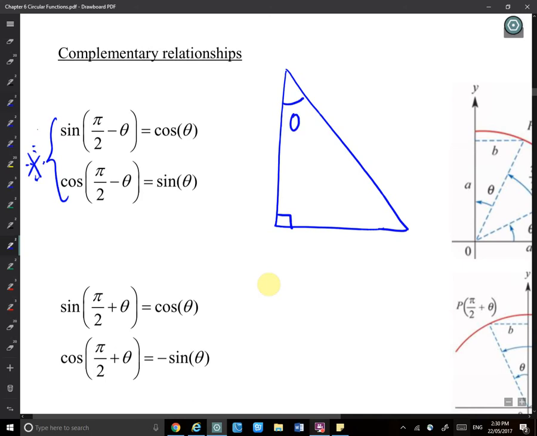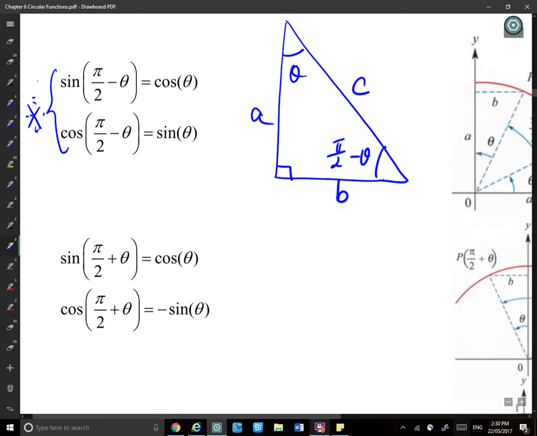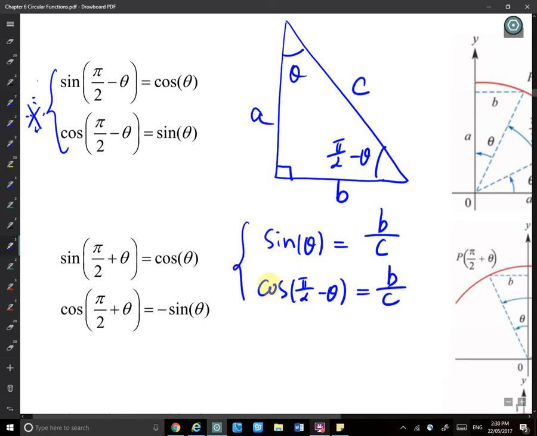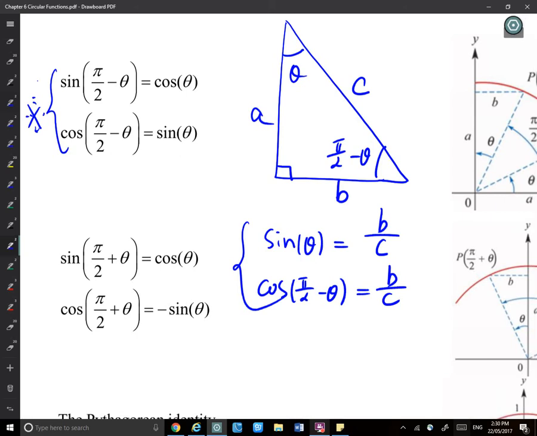If you have theta here, this angle will be 90 minus theta. Let's go pi on 2, pi on 2 minus theta. If you say that's A, that's B, that's C, well, sine theta will equal B over C. Cosine(pi over 2 minus theta) will equal B over C as well. Those two values are the same. Therefore, cosine(pi over 2 minus theta) will equal sine theta. And you can prove the other way as well.